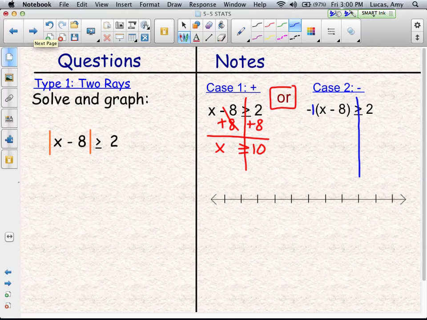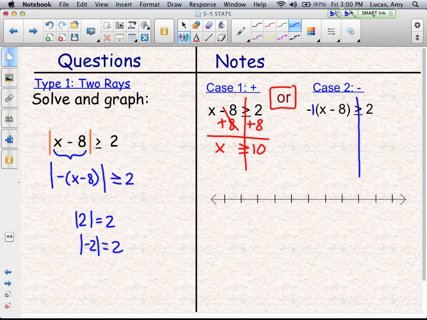Remember why we have case 1 and case 2. This absolute value could be greater than or equal to 2. It's a distance, okay? The opposite of x minus 8 has the same absolute value. So that's why we have to solve both cases, because x minus 8 has a specific absolute value, and so does the opposite of it. They have the same absolute value. Kind of like the absolute value of 2 is 2, and the absolute value of negative 2 is also 2.